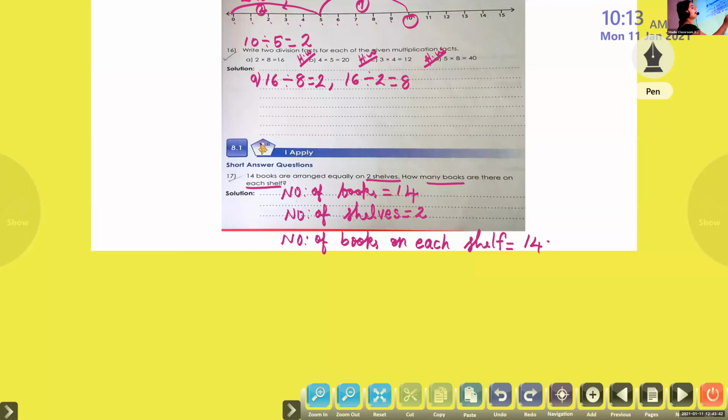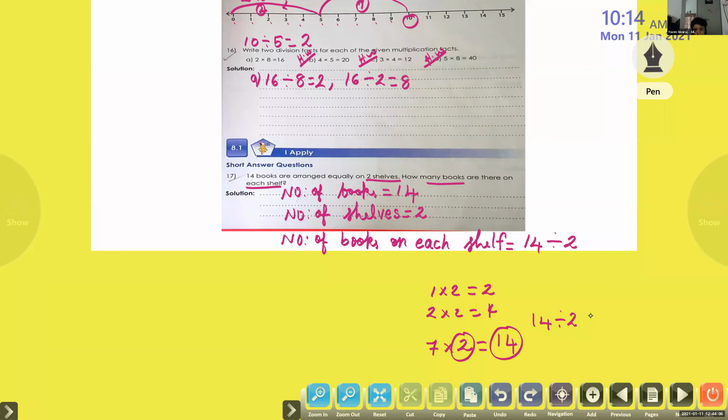You can see 1 2 is 2, 2 2s are 4. If you continue like this, when will we get 14? 7 2s are 14. From this, you can write 14 divided by 2 is equal to 7. Ma'am, we have to write that full step here? No need to write the full table. If you don't know the table only, you write like this. Otherwise, you can write directly.